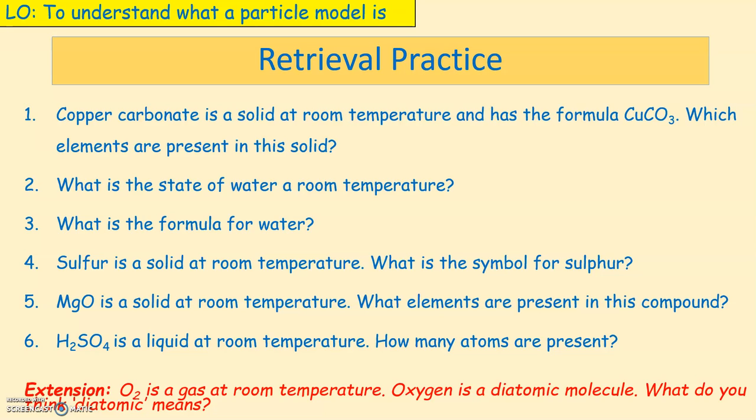All right, good. Now, number 5 says magnesium oxide, MgO, okay? Remember, M and g are together because M represents the element and g means it's part of it, okay? So MgO is a solid at room temperature. What elements are present in this compound? I'll tell you, we've got magnesium and oxygen, okay?